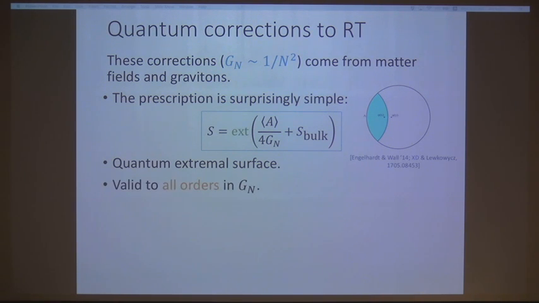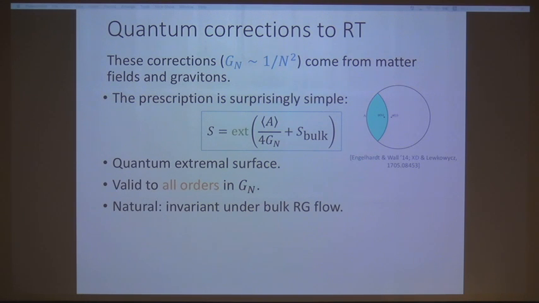This is valid. It is a very compact formula that includes all the corrections, to all orders in G Newton. Of course, in order to use this formula, you have to calculate the expectation value of A and the bulk entropy to higher and higher orders in G Newton. But the fact that such a formula exists is quite surprising.